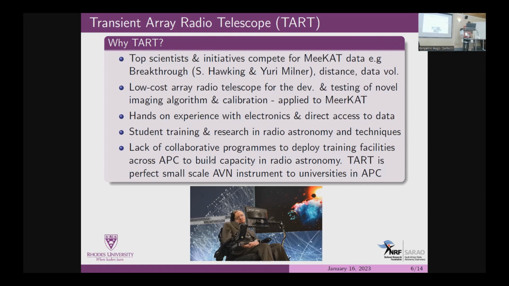The fourth one is a very important aspect: there has been a lack of collaborative programs to deploy training facilities across African partner countries like Kenya, Mozambique, Madagascar, Mauritius, Zambia, Namibia, Botswana, and Ghana. So because it's low cost, we need to build capacity in these African partner countries by having TART. They are deployed at various universities within the APC. So we think that as the RAT Group, in collaboration with SARAO, this is a possibility that we can do these projects, and it will be beneficial to our partner countries.